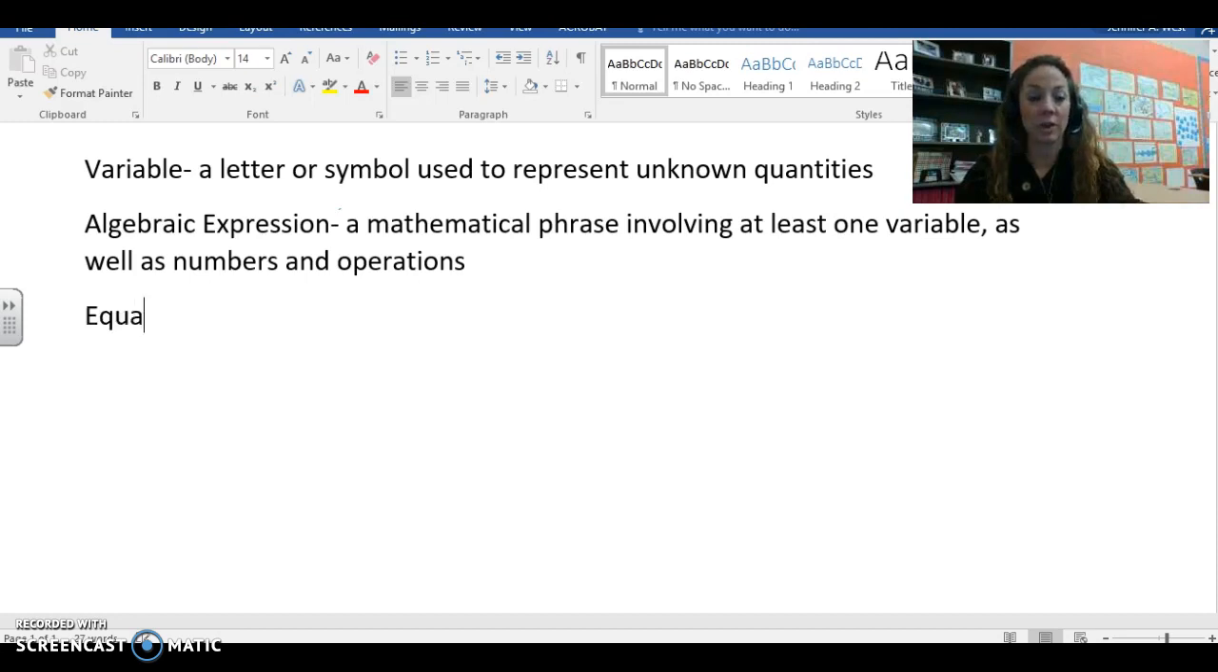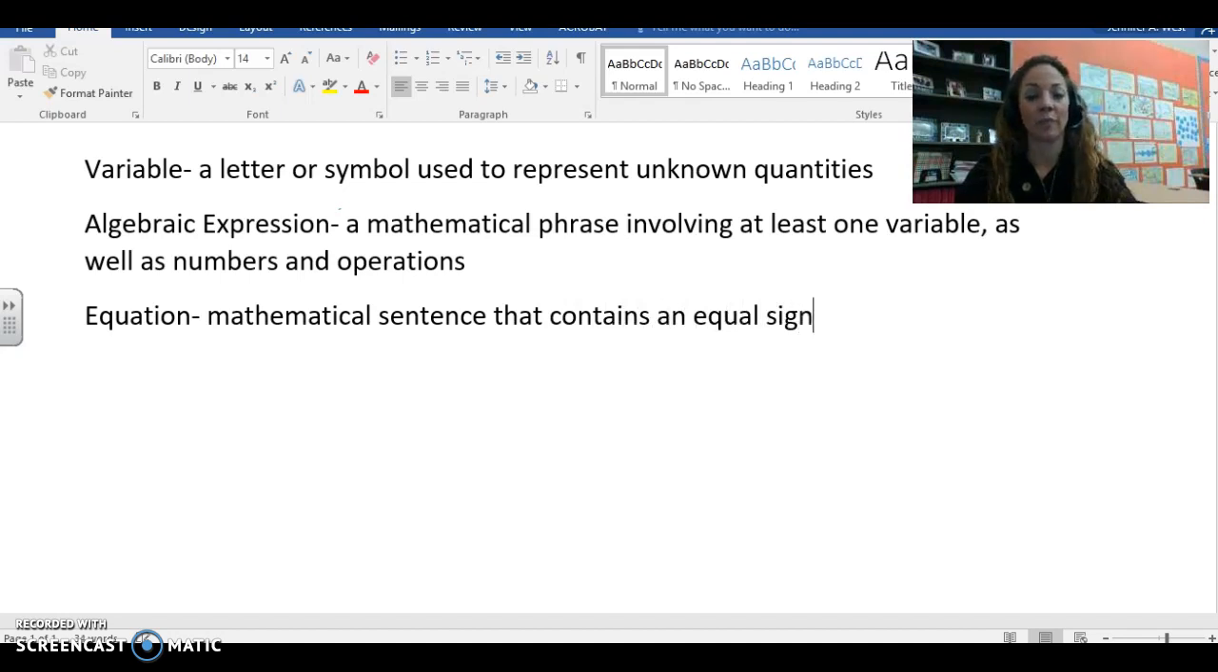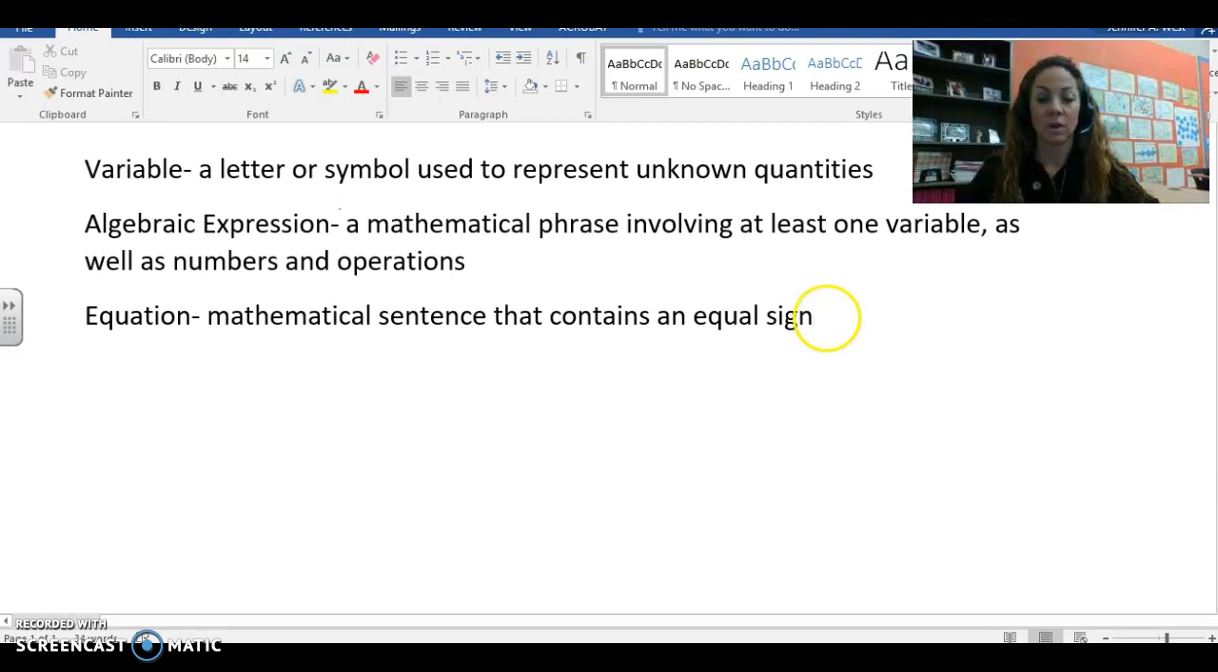Your next vocabulary word is equation, and that is a mathematical sentence that contains an equal sign. I think you guys can figure out that one. And because a lot of our math sentences, our equations, have equal signs at the end because you have to figure out the answer.